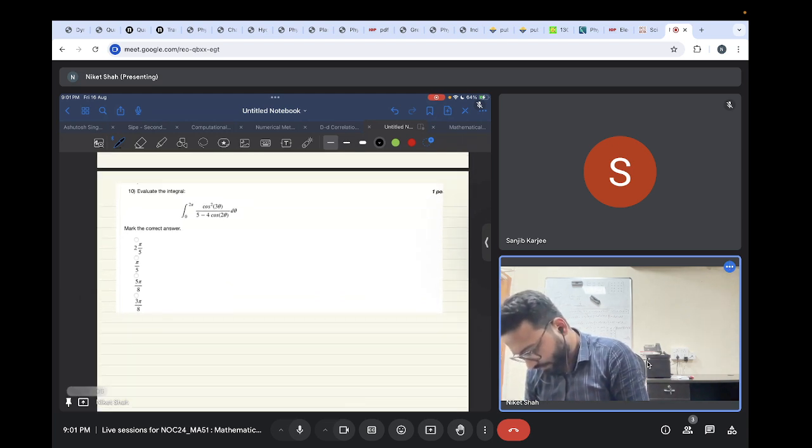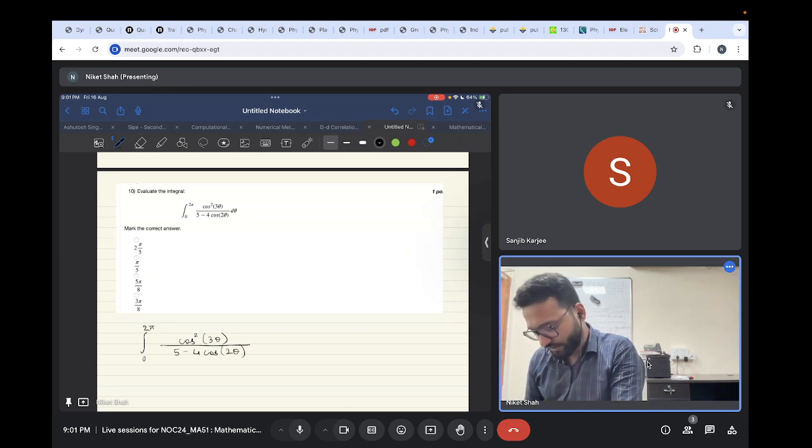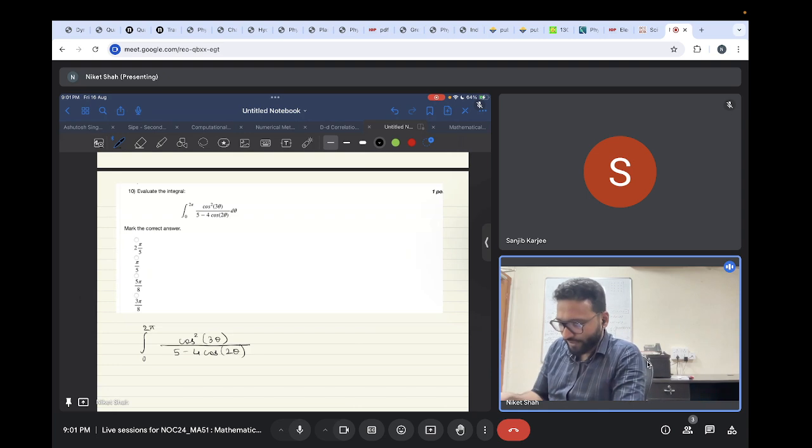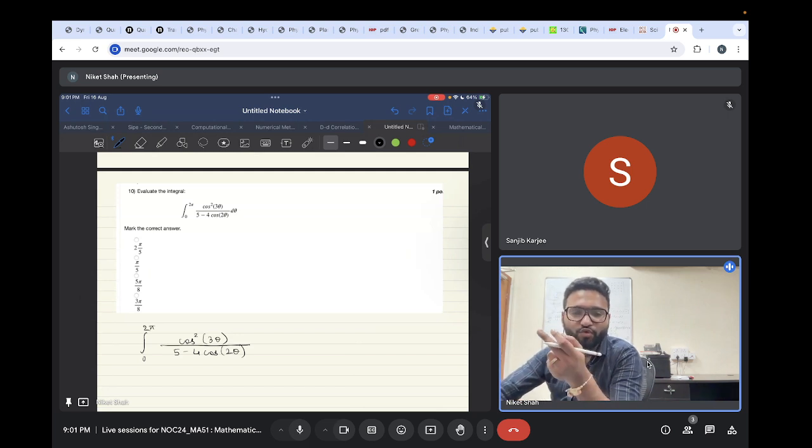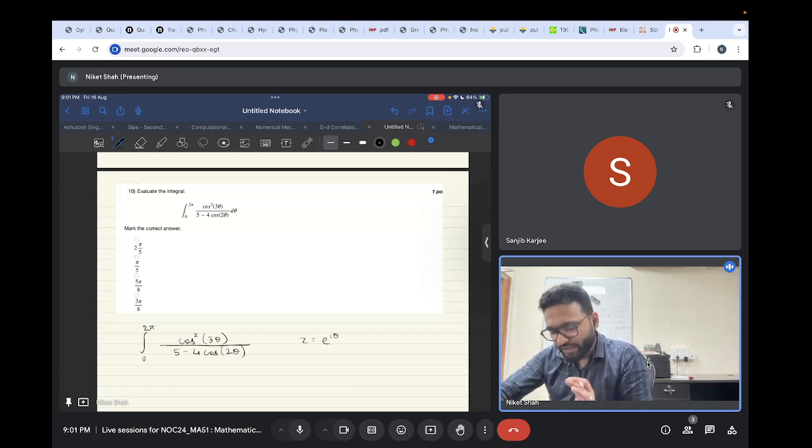So the 10th one is the integral from 0 to 2 pi of cos square 3 theta divided by (5 minus 4 cos of 2 theta). This is the integral that we want to evaluate, and the integral is going from 0 to 2 pi. So whenever you find some integral of this form which goes from 0 to 2 pi and there are cosine and sine terms, in that case you generally take z to be equal to e power i theta. You start by taking z to be equal to e power i theta.